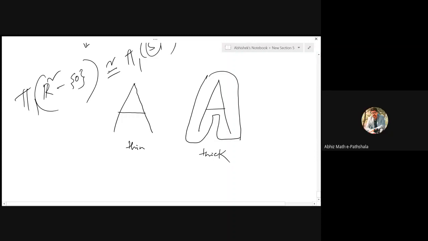Then you can just take the deformation retract of this and squeeze the whole face into the skeleton, and during deformation you need to fix your slim A, this A. So you will see that the fundamental group of the fat A is actually isomorphic to the fundamental group of this.